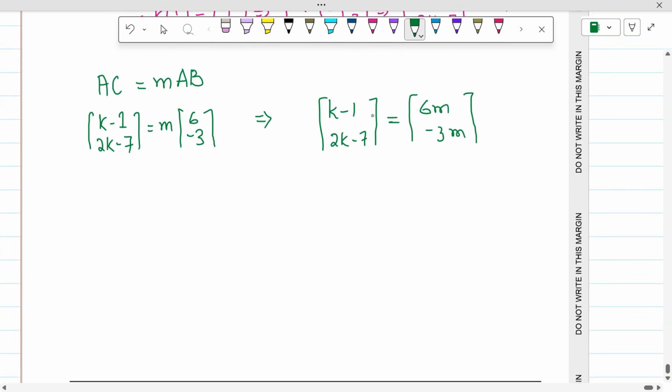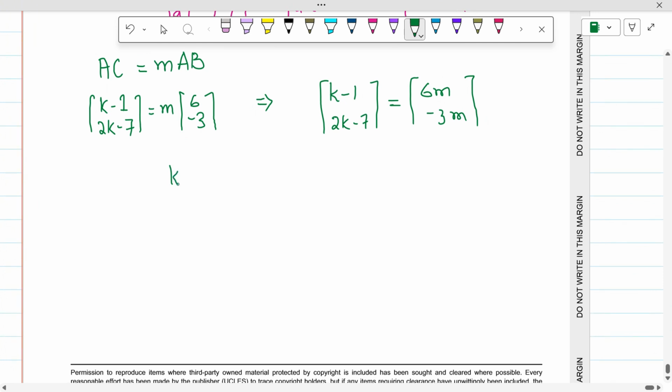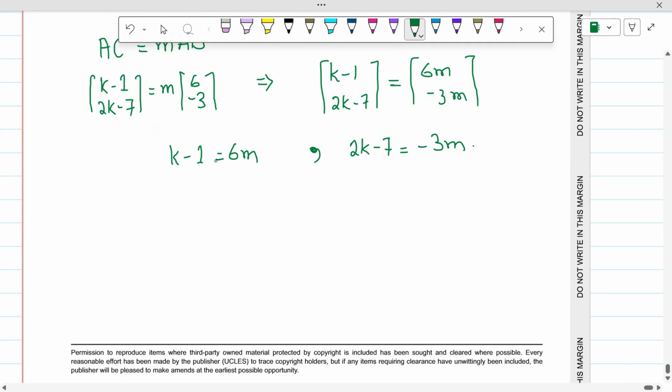Comparing the upper component and lower component, meaning the horizontal component and vertical component, we will have k minus 1 equals 6m, and when we compare the vertical component, 2k minus 7 is equal to negative 3m. So the first equation can be written as k minus 6m equals 1, and the second equation can be written as 2k plus 3m equals 7. We have two equations and two variables, k and m. So we can solve these two equations simultaneously to find the values of k and m.